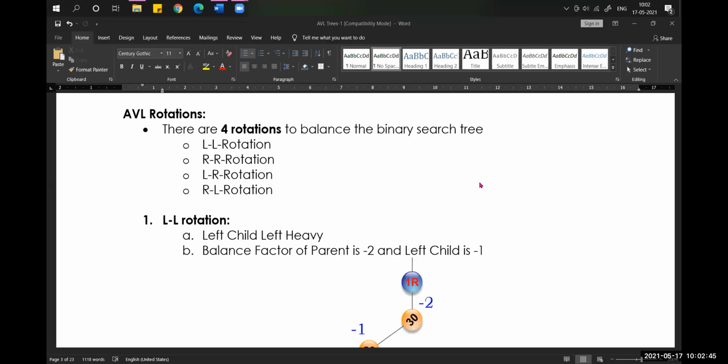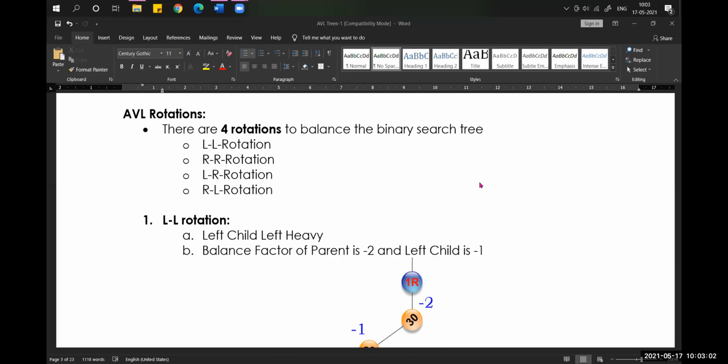So in today's class, I'm going to discuss AVL rotation. In the previous class, we talked about what is meant by an AVL tree. Why should we learn the AVL tree?